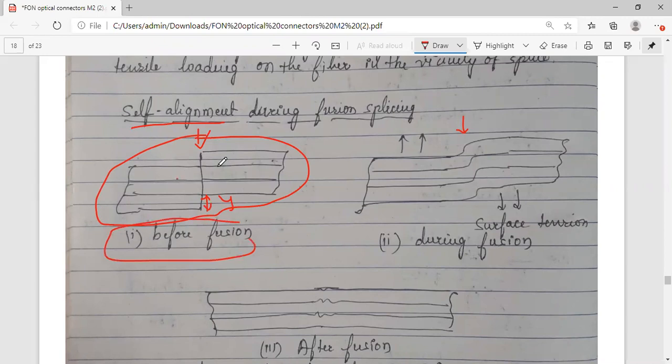This is before fusion. The setup is such that they are not aligned. The core axes of the two are not in line. In the second step, when you go for fusion splicing, you can see where you are supplying the heat, the changes happening are like this, and a surface tension is created. The second fiber will tend to move down, and this one will tend to move up.